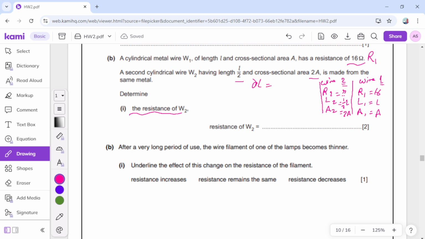Change in length is L2 over L1, so we have half L over L, equal to half. What is the change in area? Change in area is A2 over A1, so it's become 2A over A, which becomes 2. Now, if you want R2, you have to multiply the old resistance by the change in length over the change in area. So it will be 16 multiplied by the change in length, half, over the change in area, 2. It will give you 4. So the answer now is 4 ohms.